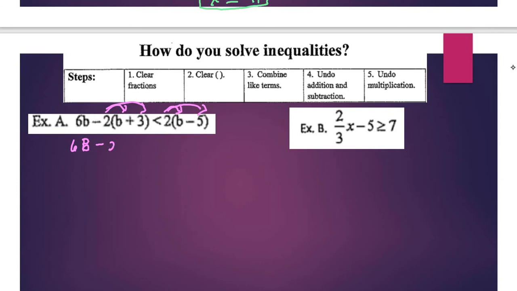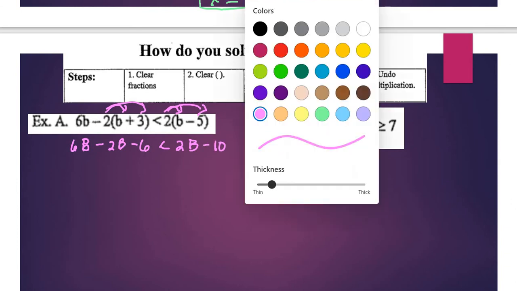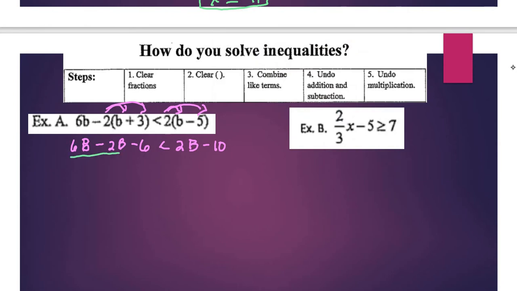Minus 2 times b is 2b. Negative 2 times 3 is a negative 6. Less than 2 times b is 2b. 2 times a negative 5 is a negative 10. Now I'm going to carry all my variables to the left-hand side. And before I do that, I'm going to combine like terms. So 6b minus 2b is 4b. 6 minus 2 is 4. Minus 6 less than 2b minus 10.